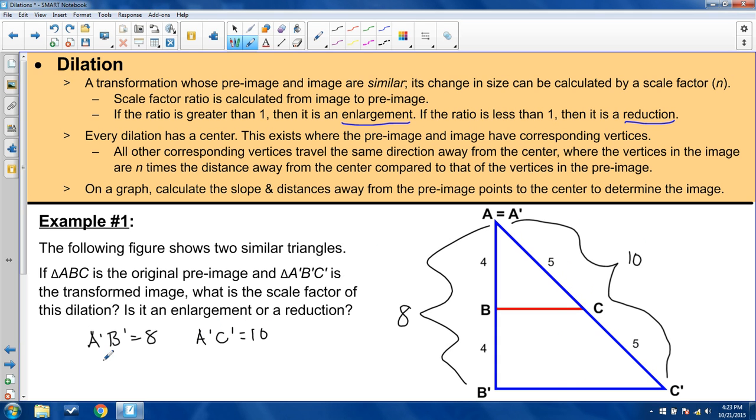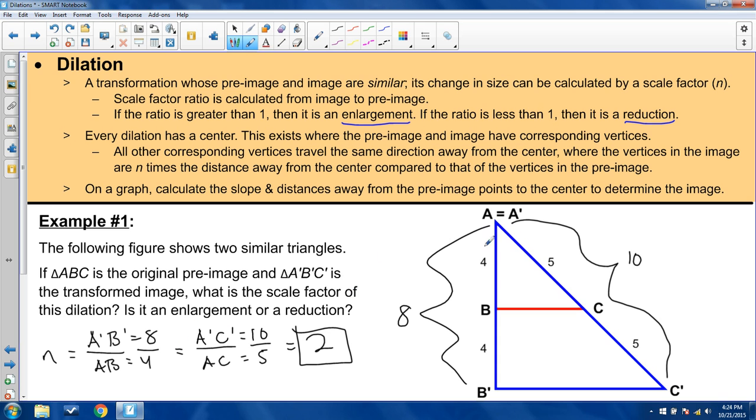10. And AB was 4. And AC was 5. So what I'm going to do is calculate n for you guys. It is a ratio of image length to pre-image length. 8 over 4. This should be equivalent to the ratio here, and this is where we're going to start touching on the idea of similarity. 8 divided by 4 is the same as 10 divided by 5. That's 2. 2 is your scale factor.